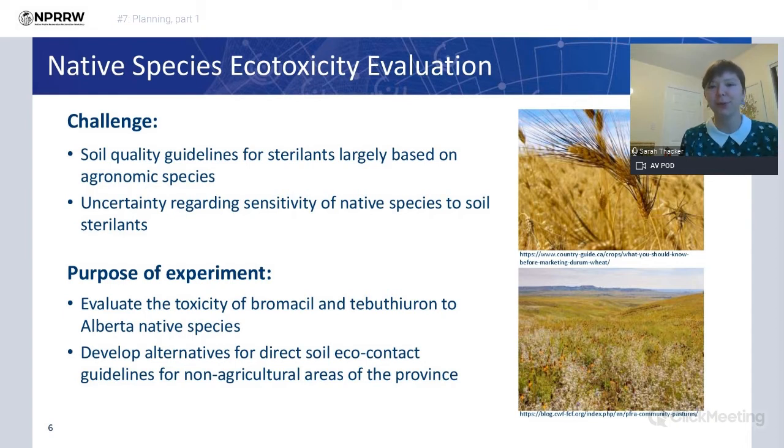Okay, so the challenge that the ecotoxicity assessment is looking to deal with is the fact that, as I mentioned earlier, the soil quality guidelines that we have in Alberta are largely based on agronomic species. And we want to help address this uncertainty regarding the sensitivity of native species to soil sterilants. So the purpose of the experiment was to evaluate the toxicity of bromacil and tebuthyron to Alberta native species. Bromacil and tebuthyron are the 2 most commonly used sterilants in Alberta, and you might know them by their trade names, which are Hyvar and Spike.